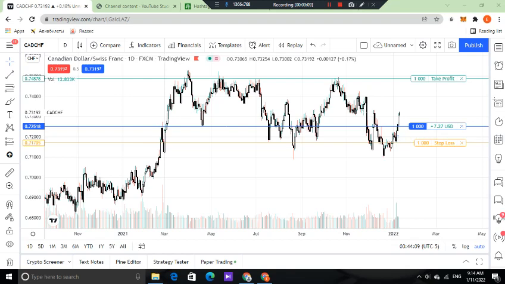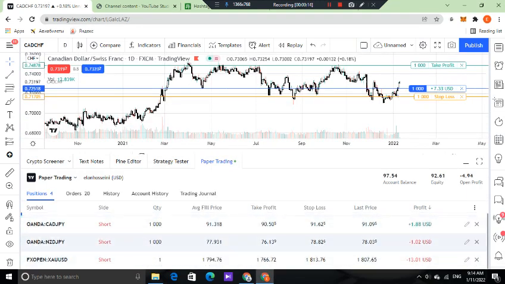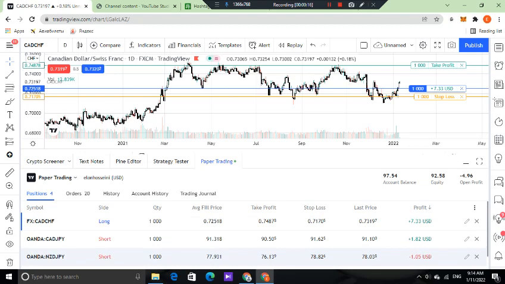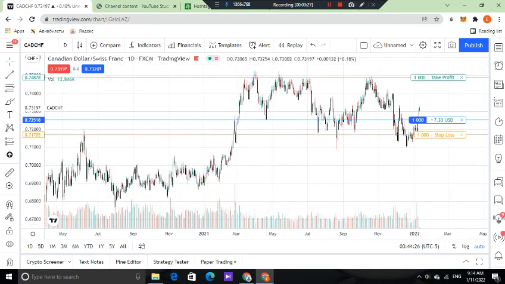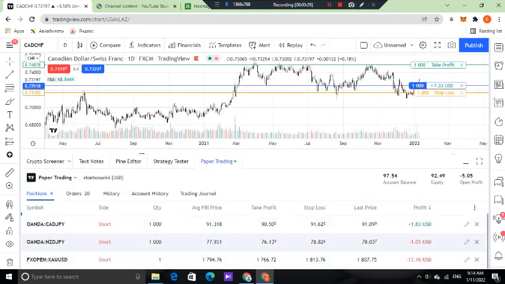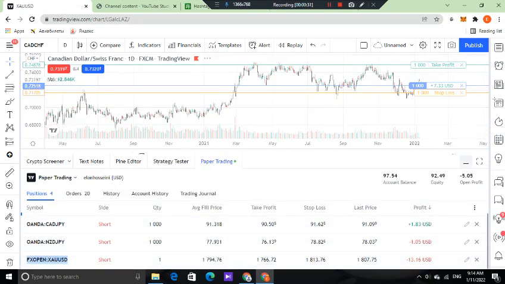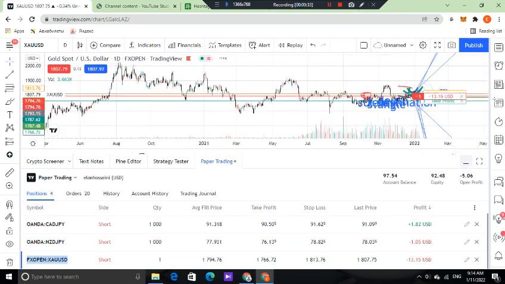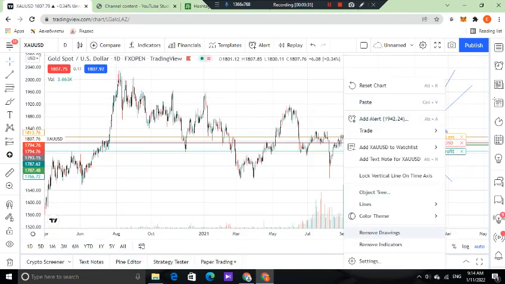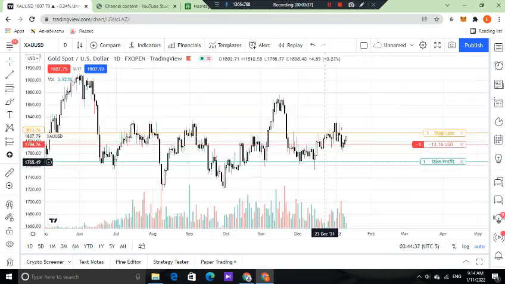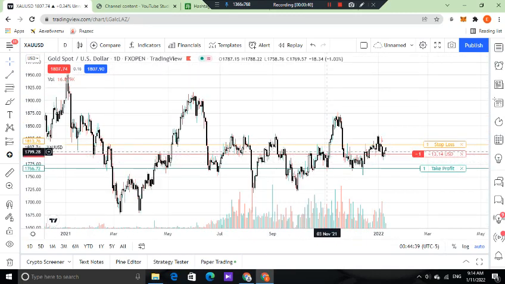I want to show you some of my positions I opened on TradingView. I have four open positions right now, and let's see what's going on with them. I want to start with this one. As you can notice, I'm in loss right now, but I want to tell you what's going on.